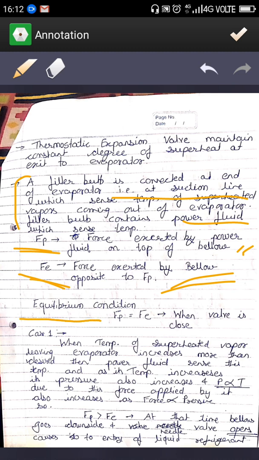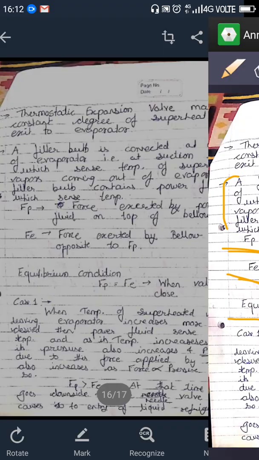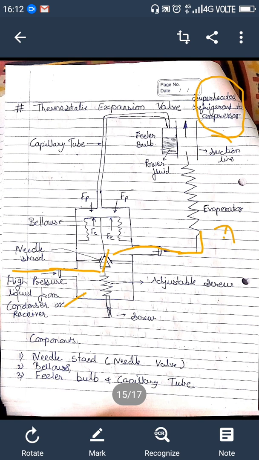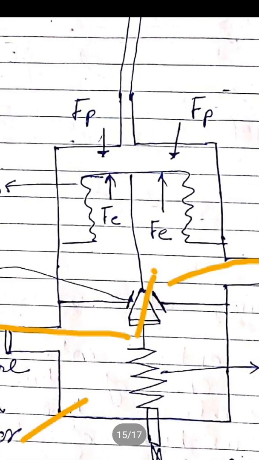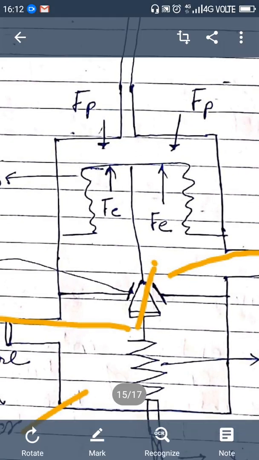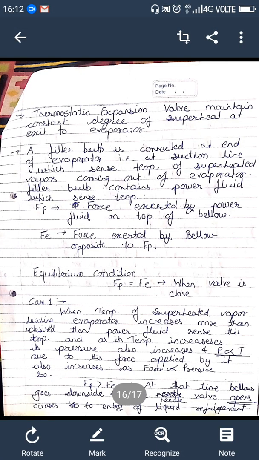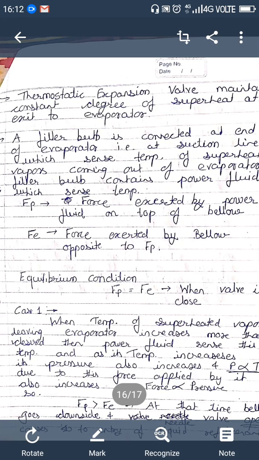Then you can see here that at the equilibrium condition, when F of P is equal to F of E, the valve is closed. When F of P and F of E are in equilibrium, at that time the valve is closed. Okay. So here we are going to consider case 1.